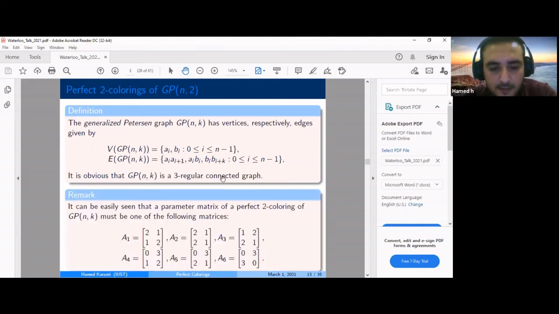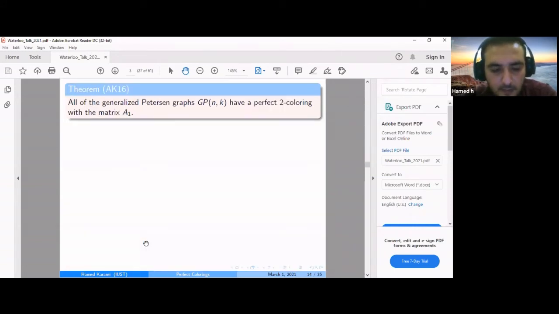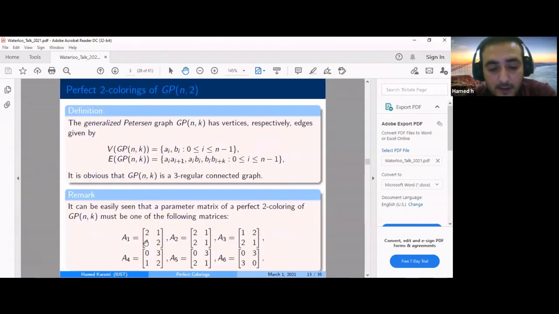So by the remarks we had before, the parameter matrix of a perfect two-coloring for G(P, N, K) must be one of the following matrices, these six matrices. Now we are going to check whether there is a perfect two-coloring with the given matrices or not. If there is a perfect two-coloring, we give the construction, otherwise we prove that there are no perfect two-colorings.